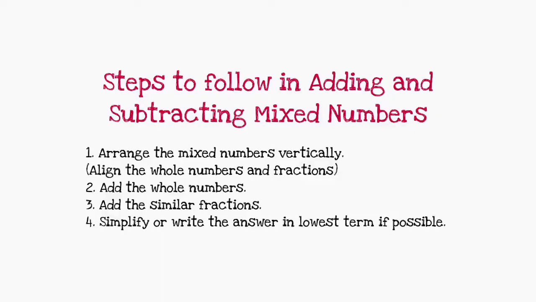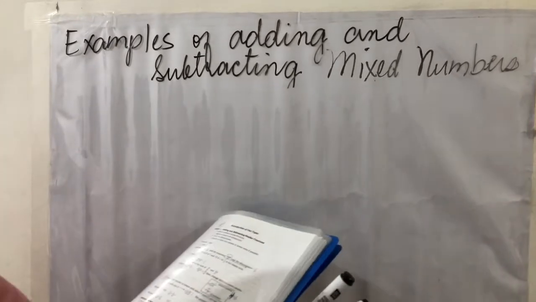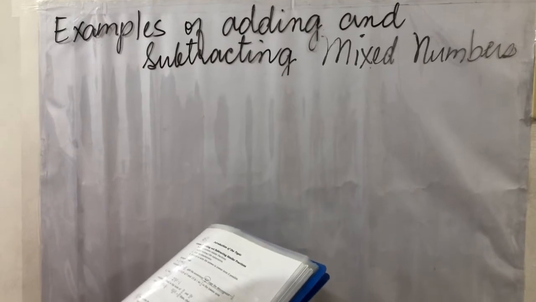Steps to follow in adding and subtracting mixed numbers. Number 1. Arrange the mixed numbers vertically. Align the whole numbers and fractions. 2. Add the whole numbers. 3. Add the similar fractions. 4. Simplify or write the answer in lowest term if possible. So, examples of adding and subtracting mixed numbers. Go back to page 3 and see examples.